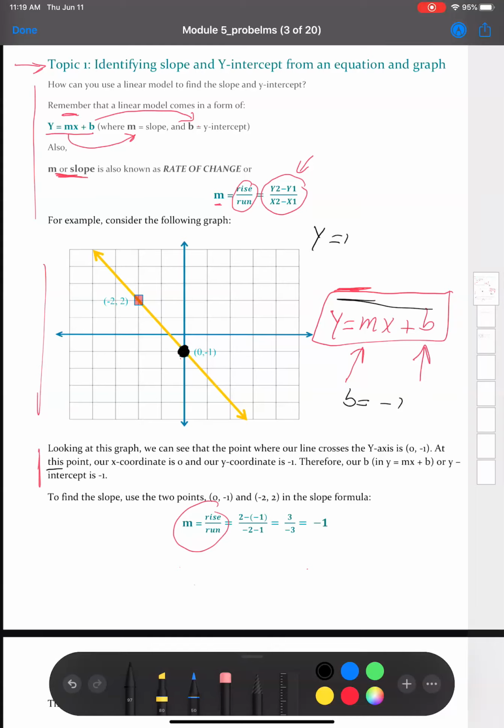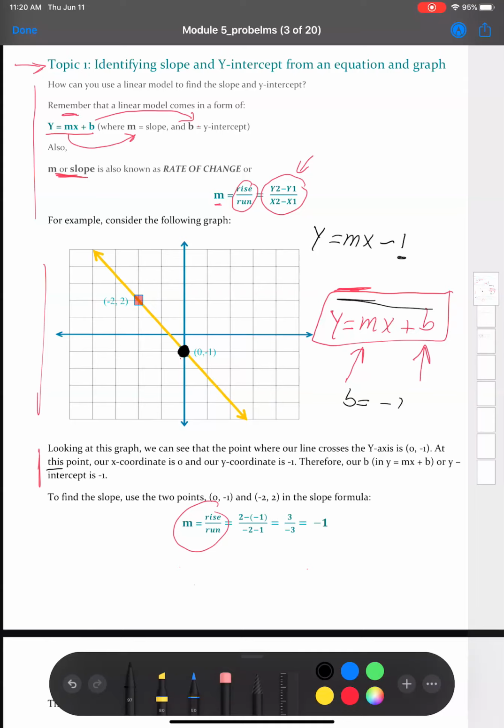So far we have y equals mx minus 1, because we have figured out that the point on the y-axis where the line crosses it is actually -1. So we got this part done. Now the next part is the slope.